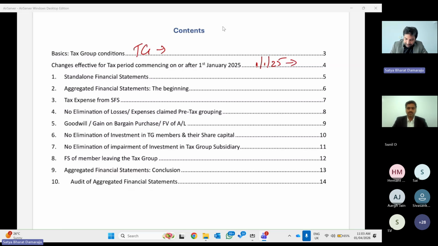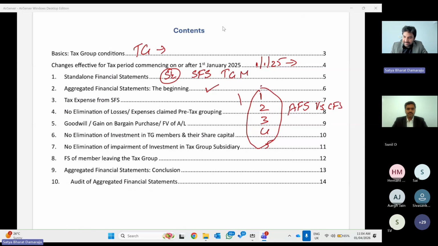The first step is preparing the standalone financial statements, what we call SFS, of the tax group members. Then the AFS journey begins. What are all the things that we need to do? And then the exceptions, the 5 exceptions: exception 1, 2, 3, 4, 5. These are the major exceptions while preparing the aggregated financial statements compared to the consolidated financial statements. We will discuss these in detail.